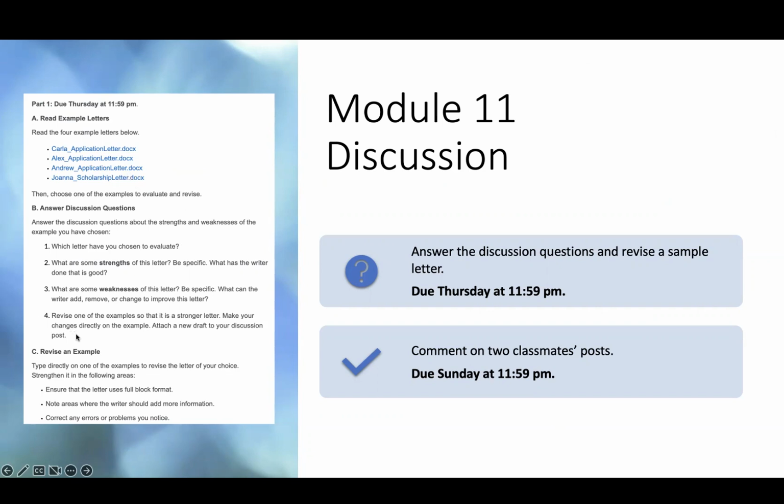And then you should use the letter and actually revise it. So you'll have it open in Word. You can type on the letter. You could organize the letter differently. You could correct areas that you think need corrections, or you could add some suggestions of what the author could explain. Make sure to save this example that you've revised. And then you're going to add the example in the discussion area. So add it as an attachment along with your answers to questions 1 through 3.